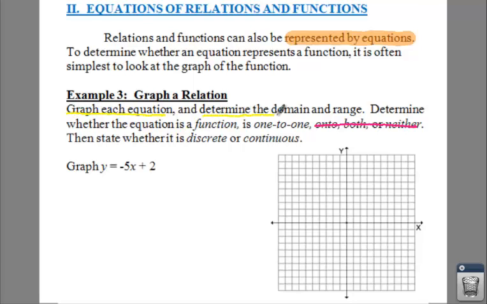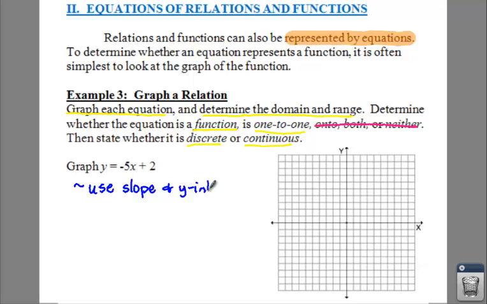We're going to determine the domain and range. And then we're also going to determine whether the equation is a function, and whether it's 1 to 1. Remember, we're not going to worry about onto, both, or neither. We also need to state whether it's discrete or continuous. Discrete points, continuous, smooth line. Smooth line, smooth climb, they kind of rhyme. It makes sense, right? All right, let's graph this.